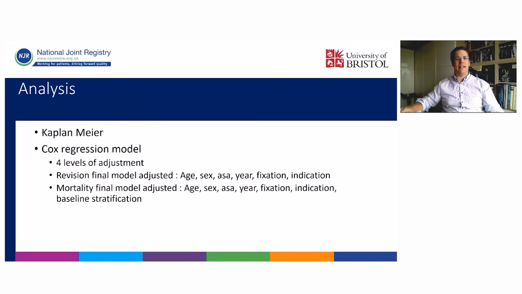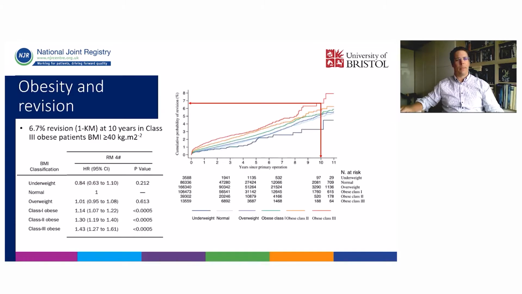We use a variety of analytical methods in this paper. However, the standard KM analyses and Cox regressions are used to illustrate the main points. Models are adjusted for a variety of different covariates. The final model is adjusted for age, sex, ASA, year of surgery, fixation and indication. Obesity is associated with an increased risk of revision and total hip replacement.